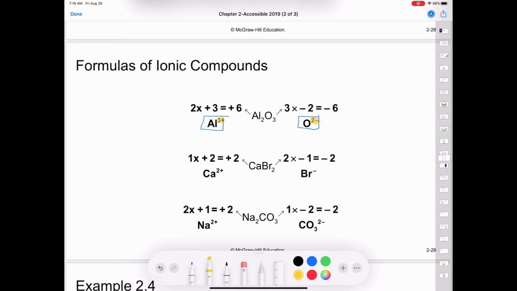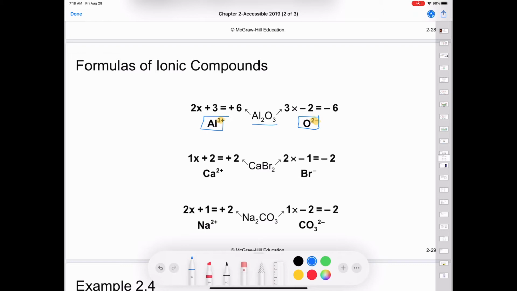Now, the book has a simple trick that they like to use, where you basically swap the quantity of the charge for the subscript. So you put the subscript 3 next to the oxygen, and you put the subscript 2 next to the aluminum. When you balance that out to make Al2O3, which is shown right here, the charges will balance out.